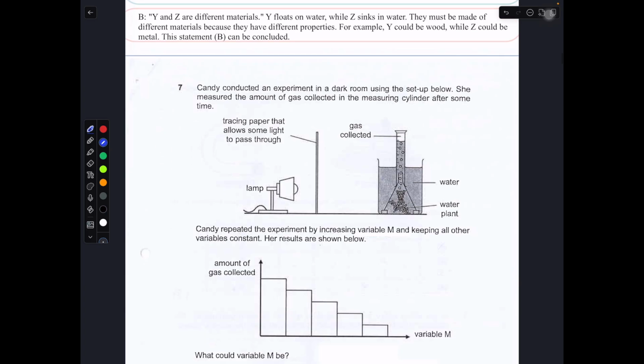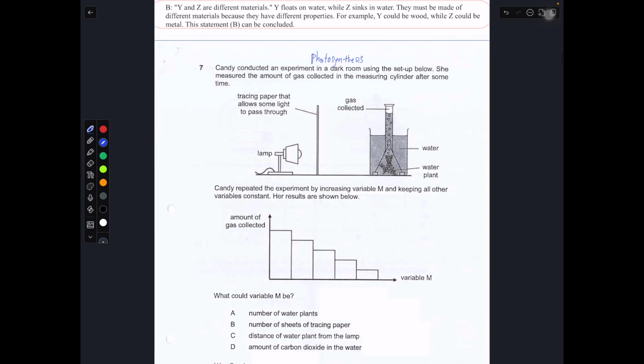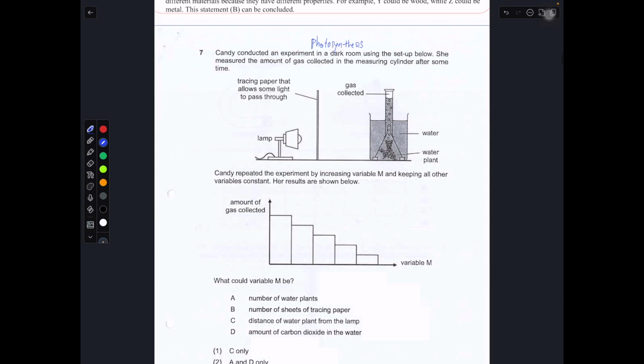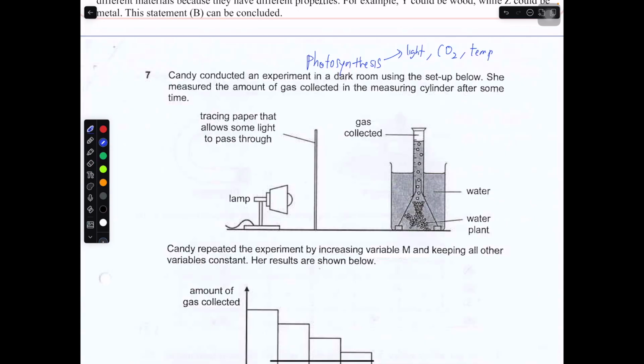So question number 7 is really a question on photosynthesis. Okay, and there are a few factors that will affect the rate of photosynthesis. One of them being light, the amount of carbon dioxide. So this factor will be temperature as well.